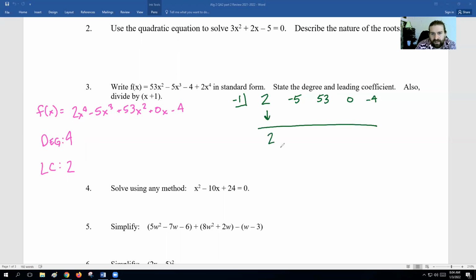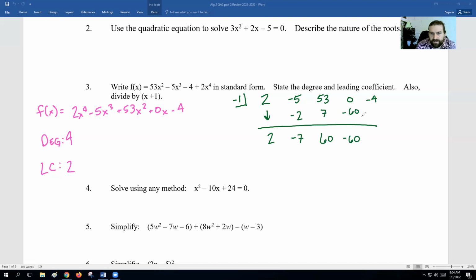We drop down the first number and then we start multiplying and adding. All right, 2 times -2 is -2. If we add that together, that's -7. All right, -7 times -1 is +7. We add those together, that's 60. 60 times -1 is -60. We add those together, that's -60.